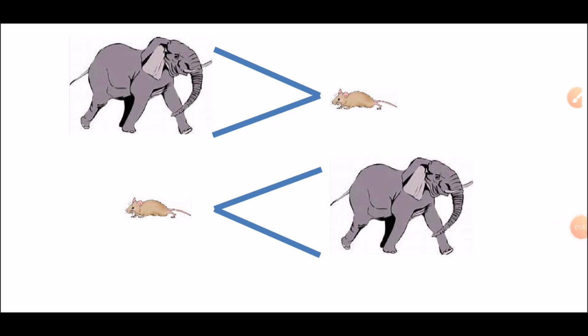This diagram might help you to remember how the inequality signs work. So as you can see in this one, obviously the elephant is much larger than the mouse, so the inequality sign is shown in this way. And in the bottom diagram, the elephant is on the right hand side and the mouse is on the left. So hopefully this diagram will help you to remember.